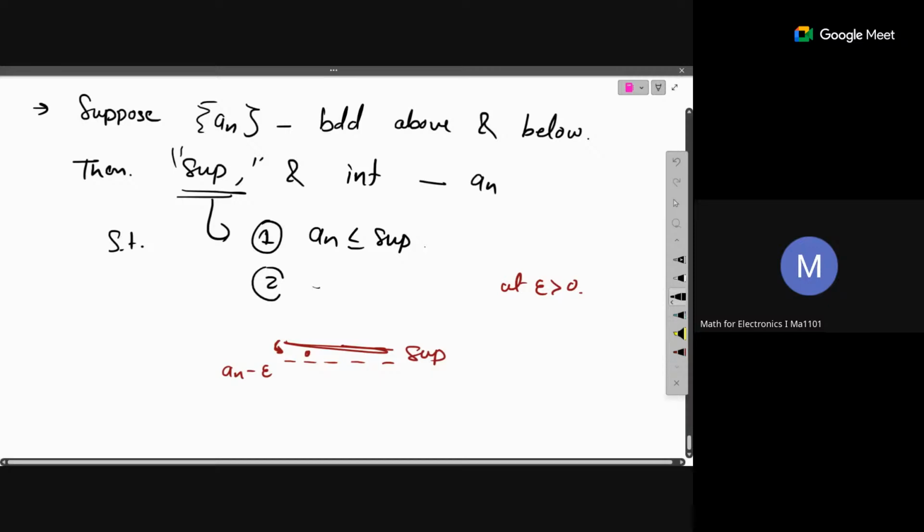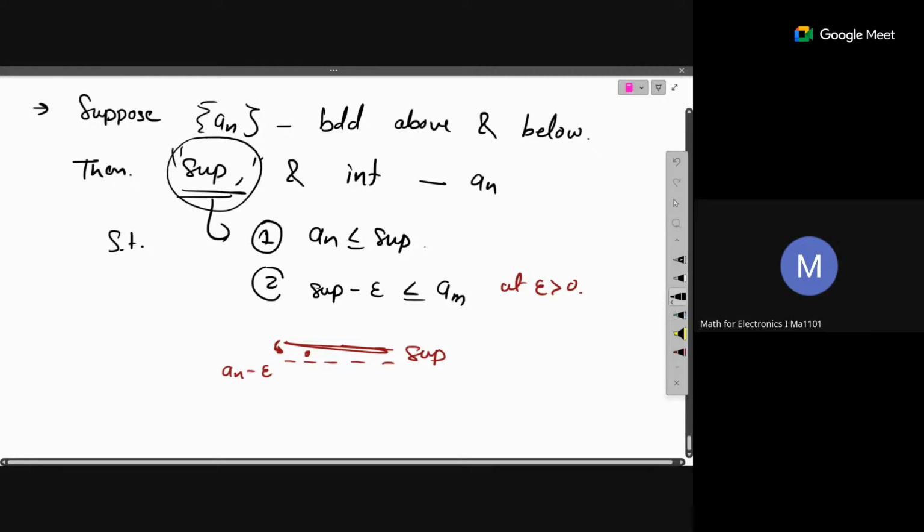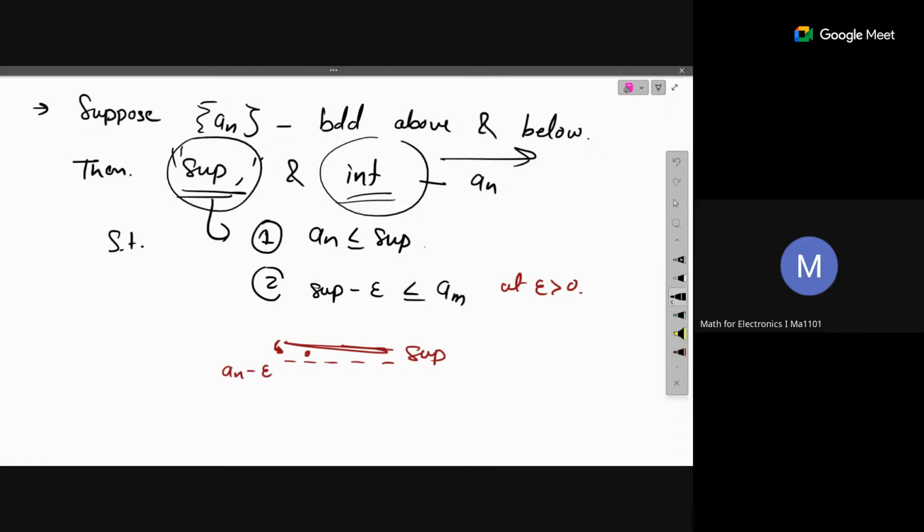There will always exist a term a_n such that supremum minus epsilon is less than a_n. That means if you go a little below the supremum, you will always find a value of the sequence there. That particular number is known as the supremum. That's why I say the upper bound is not unique, but the infimum is the same idea for the lower bound. If you go a little above the infimum, you will find a term of the sequence which is lesser than that. So this is the supremum and infimum of a sequence. Upper bound and lower bound are not unique, but the supremum and infimum of any sequence are unique.